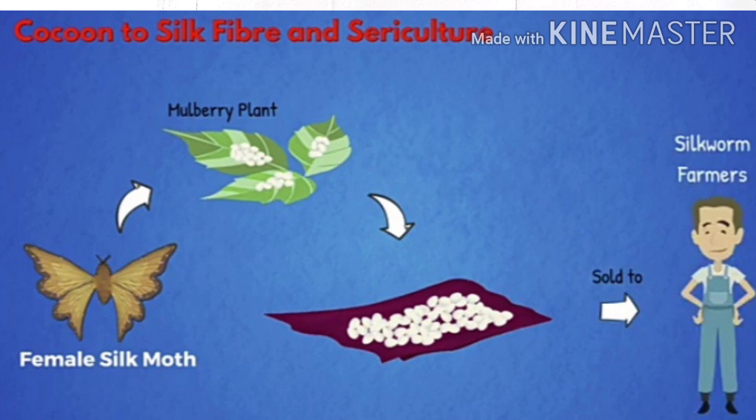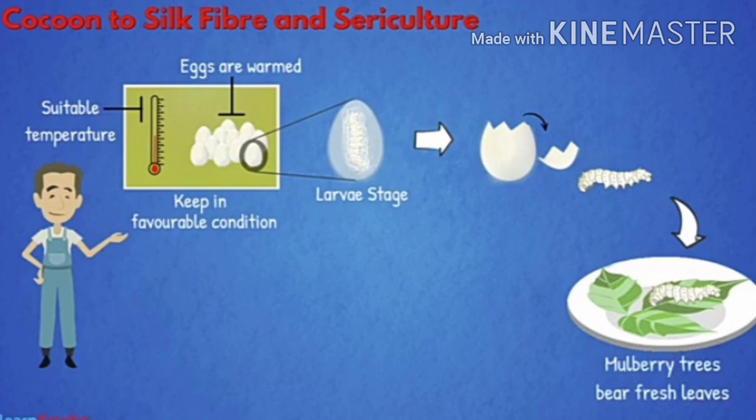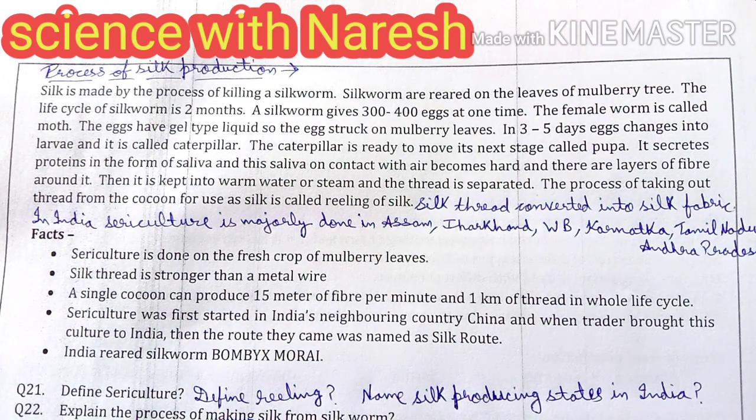A silkworm gives 300 to 400 eggs at one time, meaning at a single time 300 to 400 eggs are laid by the silkworm. The female worm is called the moth. The eggs have a gel-type liquid, so the eggs stick on the leaves. When the eggs are laid on the mulberry leaves, they get pasted on the leaves so that they do not fall on the ground.